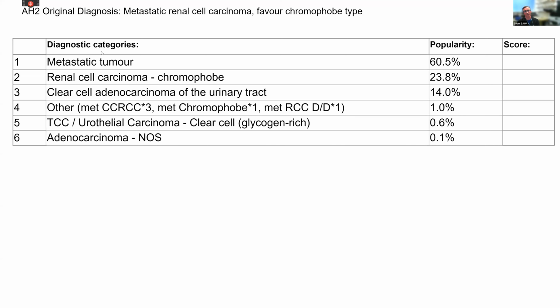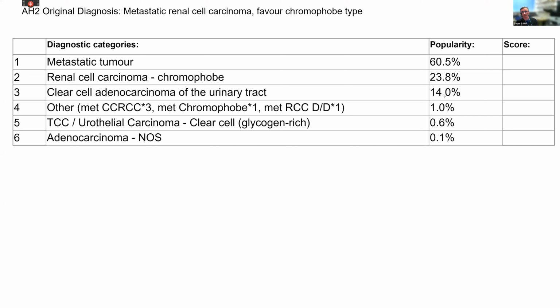So metastatic tumor was the commonest, and a lot of those comments referred to obviously the history, the immuno, the morphology. People have then seen this category, which shouldn't be there, and almost 24% have gone for metastatic chromophore.